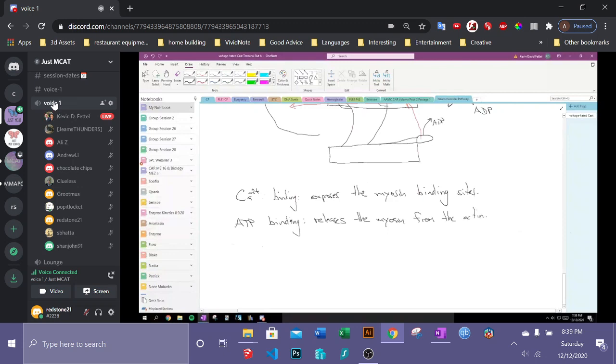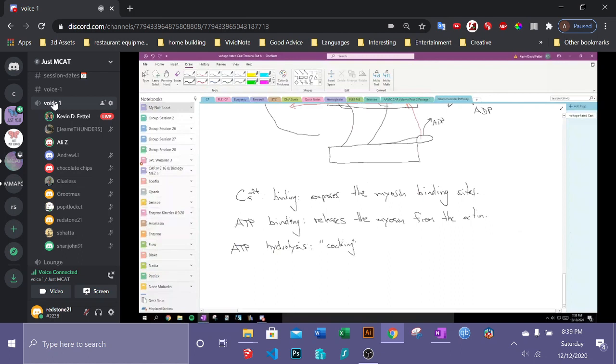You will need to know that. All right, so let's hot potato it. Somebody else. What happens when ATP hydrolysis occurs? What happens there? You get the cocking effect? Yeah, and explain to me what this cocking effect is.